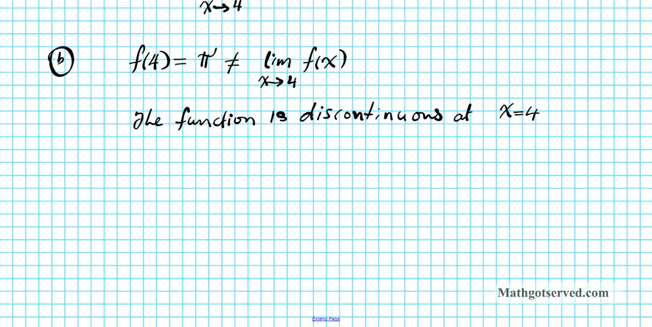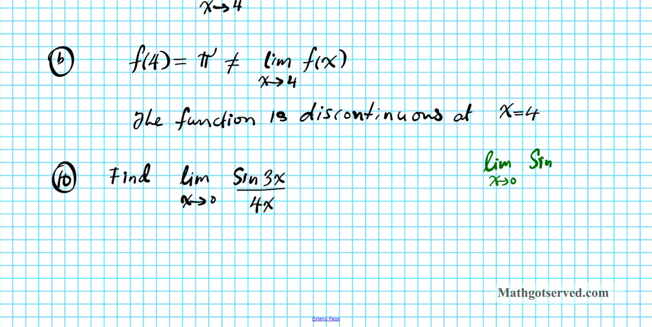All right, number 10, let's find the limit as x approaches 0 of sine 3x over 4x. Okay, so remember the formula for this: if you have the limit as x approaches 0 of sine ax over bx, your limit is simply going to be a over b. Okay, using the squeeze theorem. So let me show you why that's the case here.